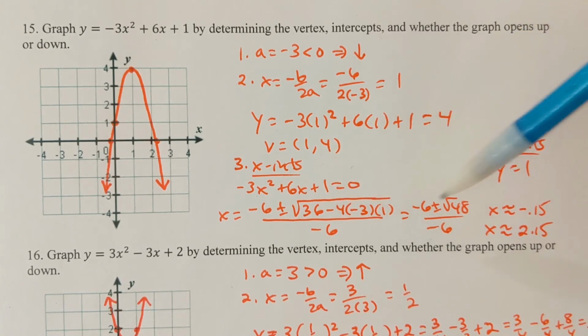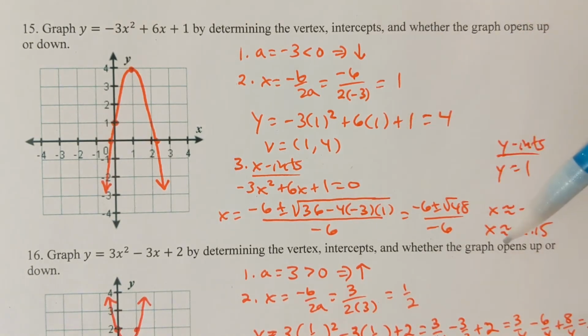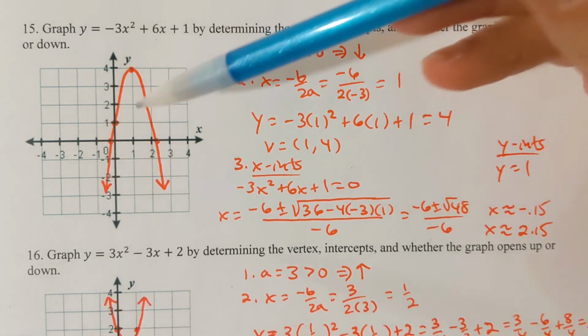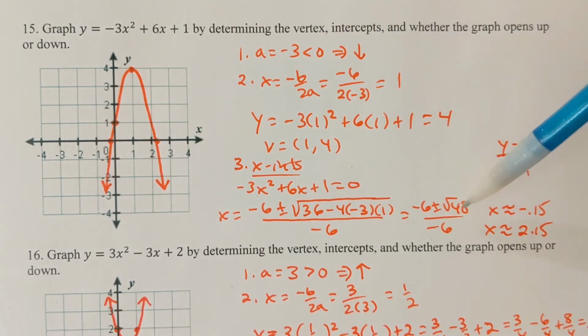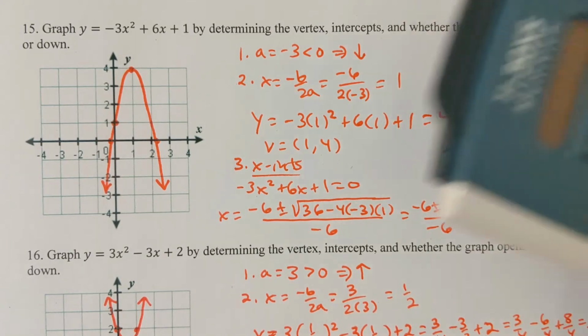36 plus 12 is 48. The square root of 48 breaks down as 4 root 3 if you were to break that down, but I don't think that really matters because I'm going to have to know where to position these points on the graph. So I'd say at this point, why don't we go to the calculator and type in these two numbers. So I'll go ahead and do that here.